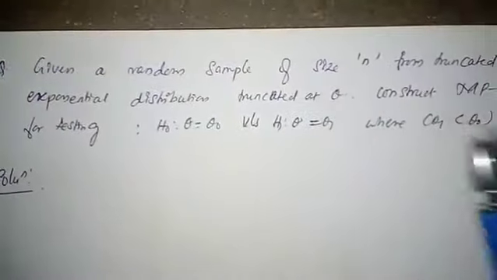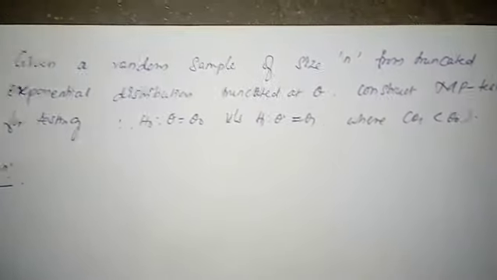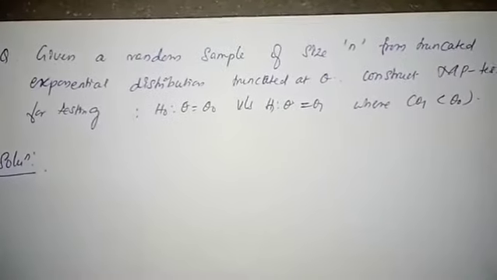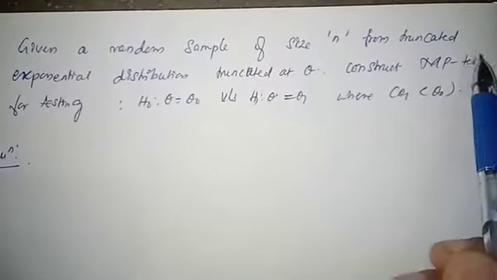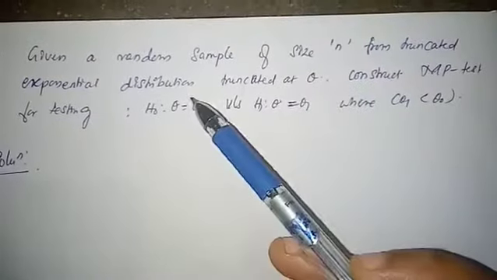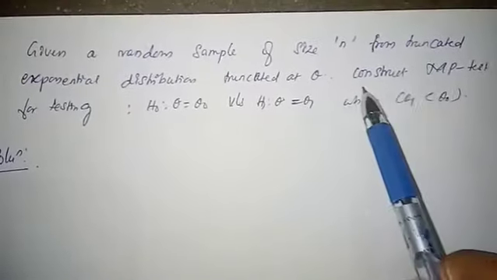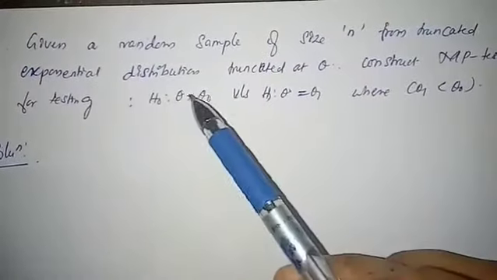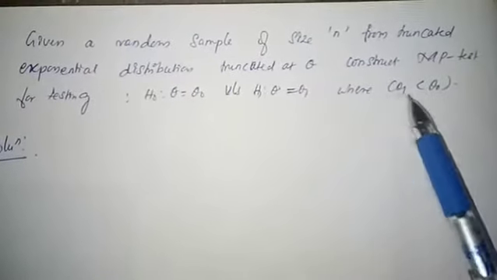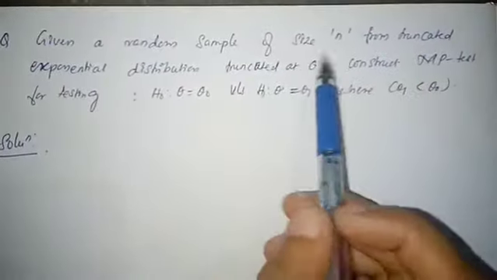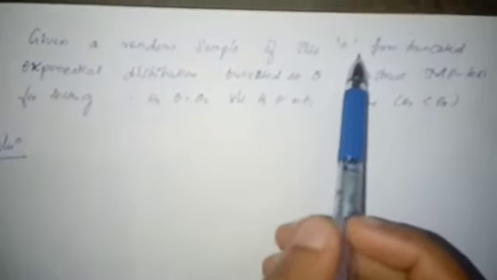Next, we will construct a most powerful test in the case of truncated exponential distribution. Here the question is: given a random sample of size n from a truncated exponential distribution truncated at theta, construct the most powerful test for testing H0: theta equal to theta naught versus H1: theta equal to theta 1, where theta 1 is less than theta naught.